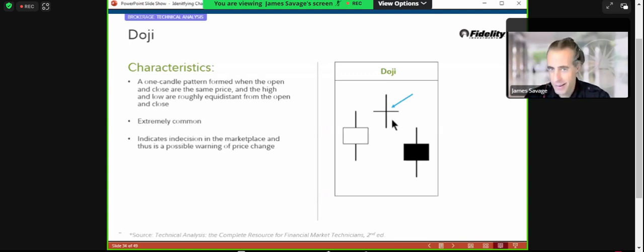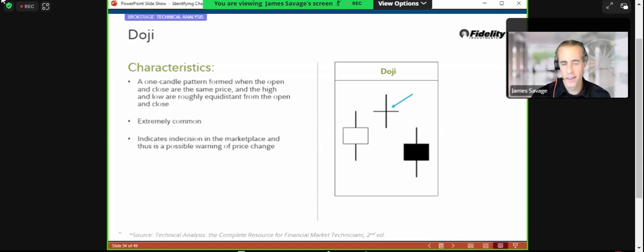Now, understand that it doesn't necessarily mean that it was a flat day, meaning no change in price, because when we look at change in price, it's based on the prior close. So this doji, for example, that day was still a green day. It was a positive day because the close is higher than the previous close. But there was indecision within the day. No one could really decide if they wanted to keep that trend going or reverse it within the day.